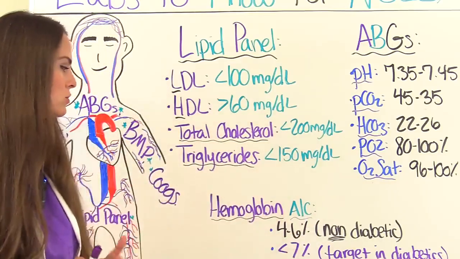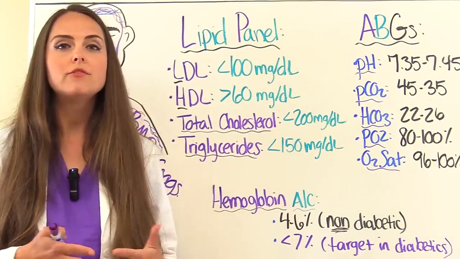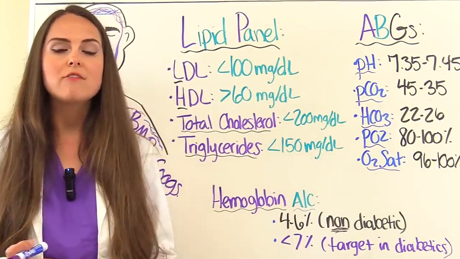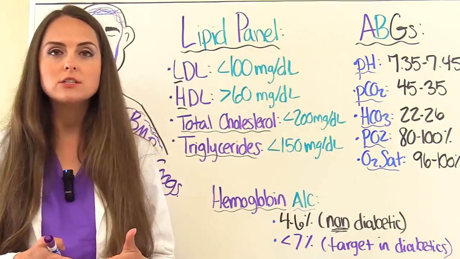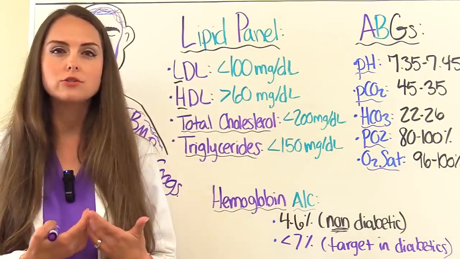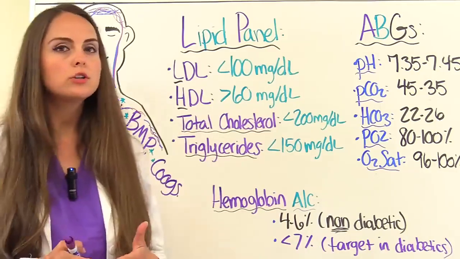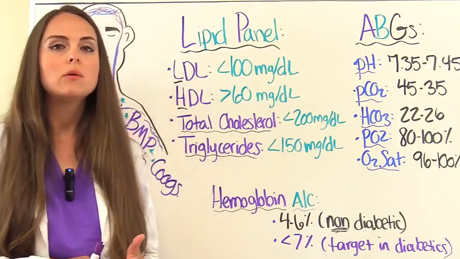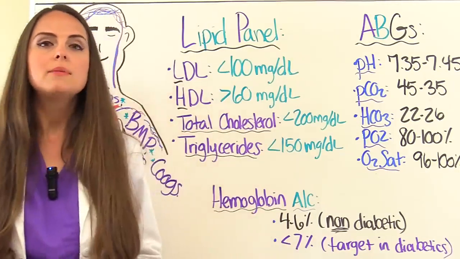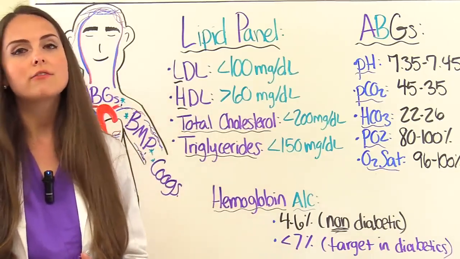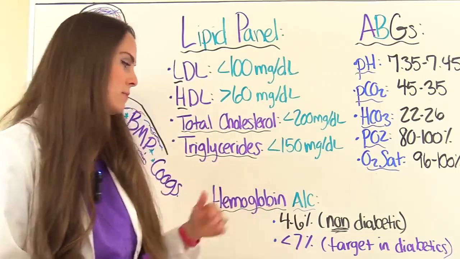Now let's switch to the hemoglobin A1C test. This test is really helpful in helping us determine the average glucose in a person over the last 3 months. So it's great for patients who have diabetes so we can see their average glucose. So what do we want this number to be? Well, in a person who does not have diabetes, we would want them to have a hemoglobin A1C of 4 to 6%. But if they have diabetes, we would like for their target hemoglobin A1C to be less than 7%.